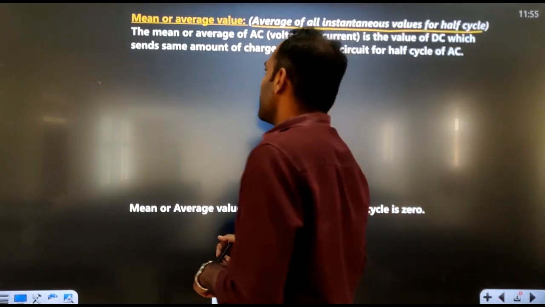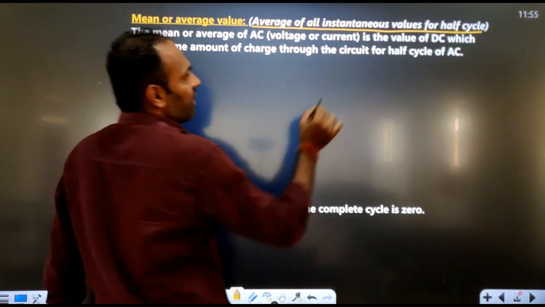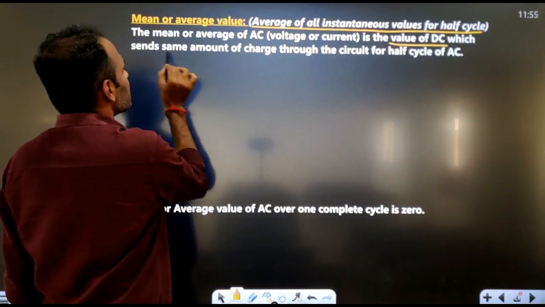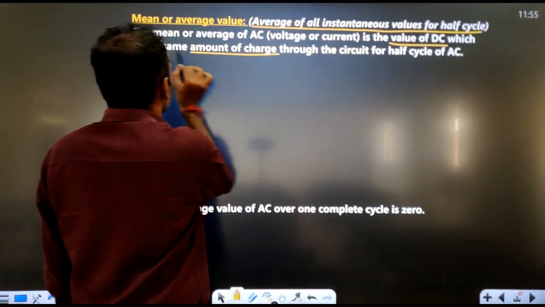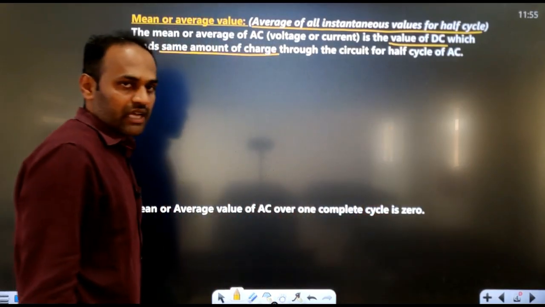It can also be defined in one more way. The mean or average of AC is the value of DC, which sends the same amount of charge through the circuit for half cycle of AC.